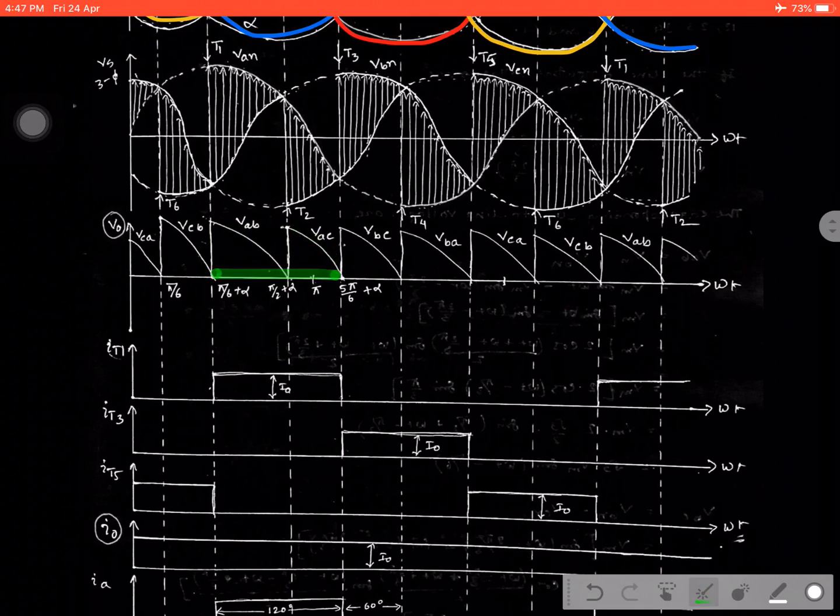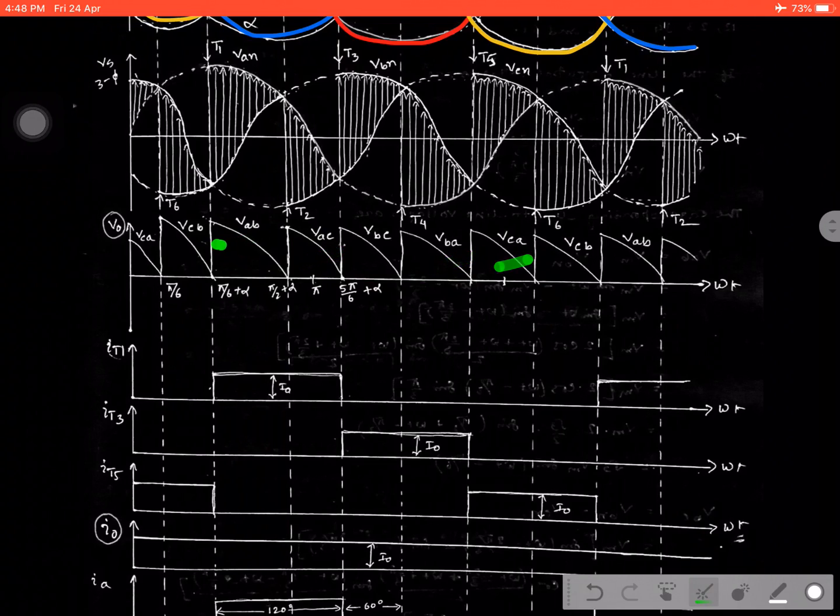Okay. Similarly, in case of B, the current starts flowing from B phase to C phase and B phase to A phase. Similarly, the current starts flowing from C phase to A phase and from C phase to B phase. So that is why VAN is applicable here, VAC is applicable here, and again VBA and VCA.